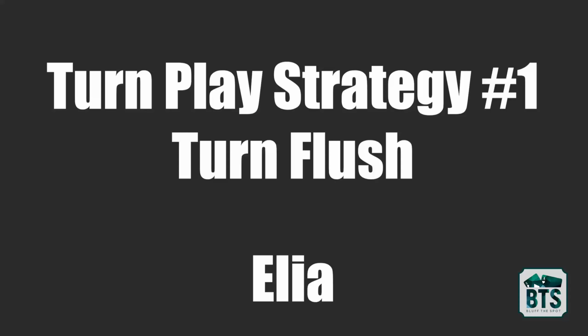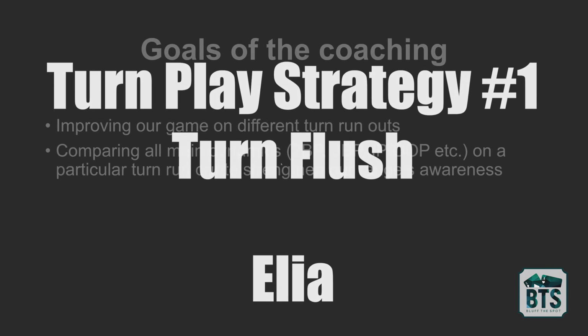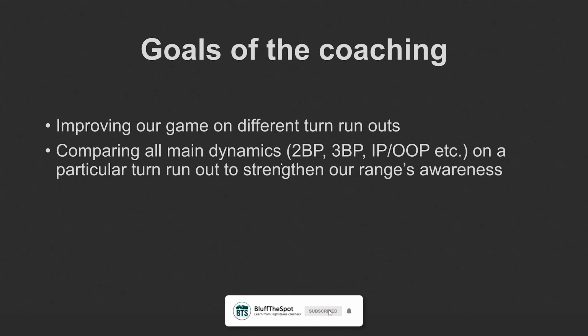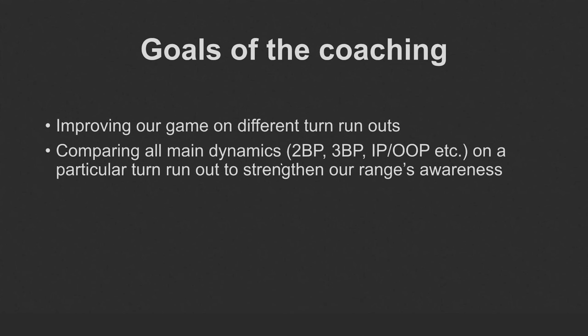So we want to improve our game on different turn runouts. But my idea is that we pick one turn, for example turn flush today, and that is going to be the independent variable, as we say in Italy, variabile indipendente.